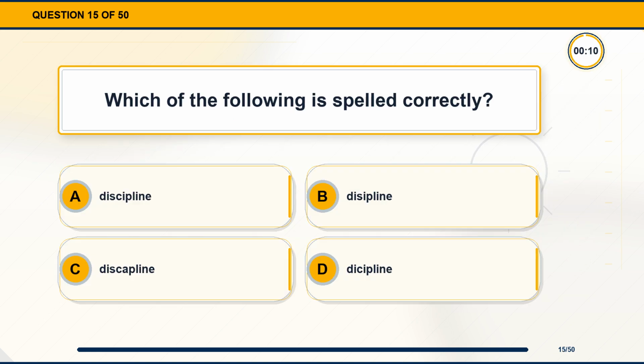Question 15. Which of the following is spelled correctly? Option A, discipline. Option B, discipline. Option C, discipline. Option D, discipline.